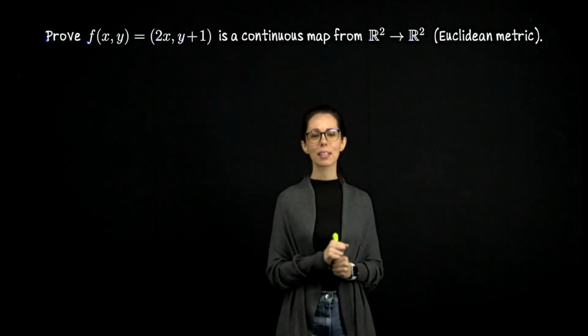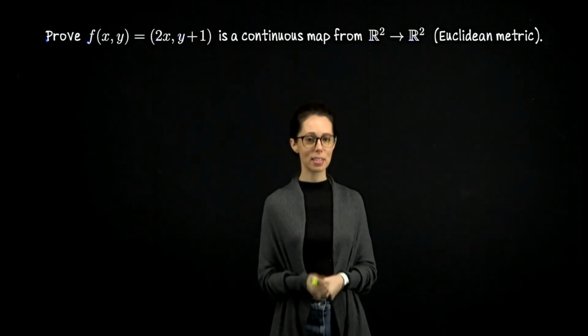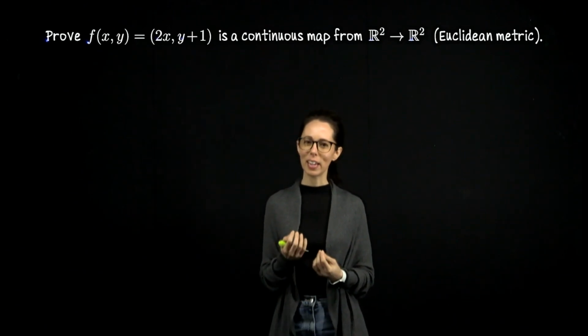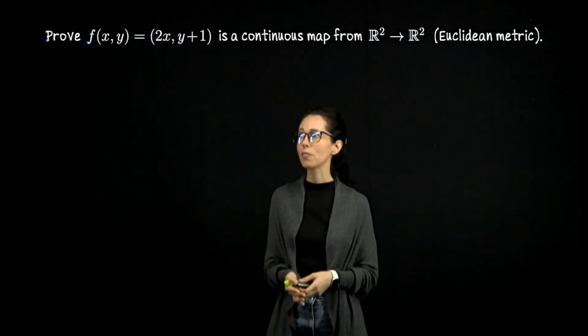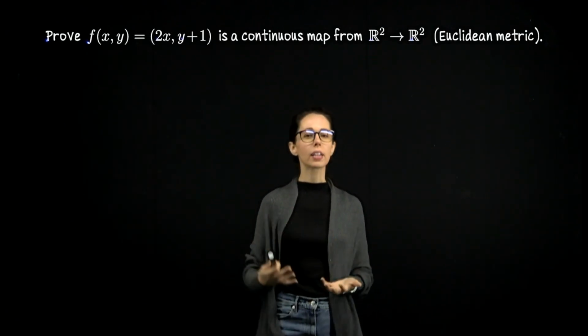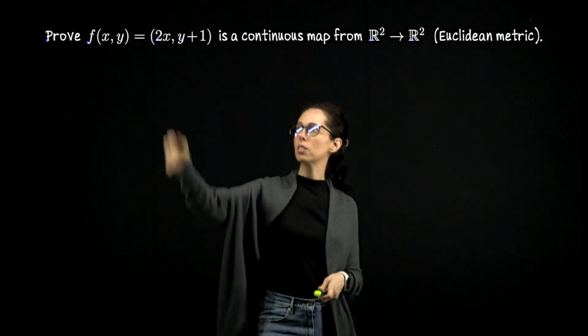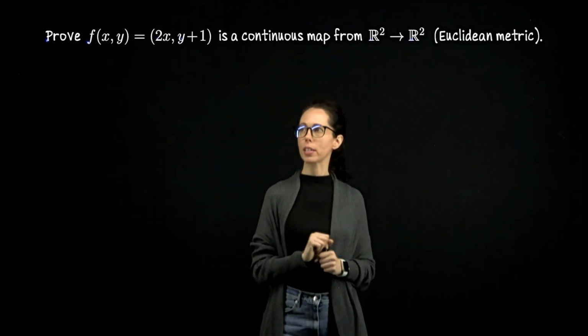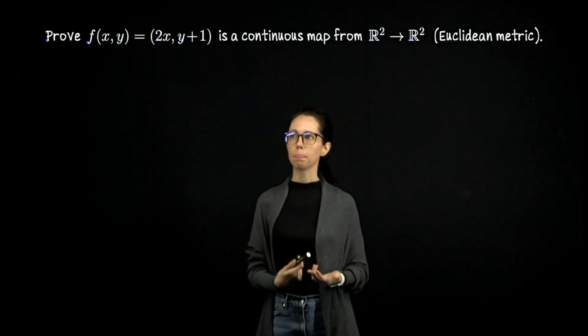Let's work through a specific example showing that a function is continuous. This is not a very complicated function. It is a function of two variables. Here f is defined as having a vector output, which is (2x, y plus 1). So f of (x, y) is (2x, y plus 1).